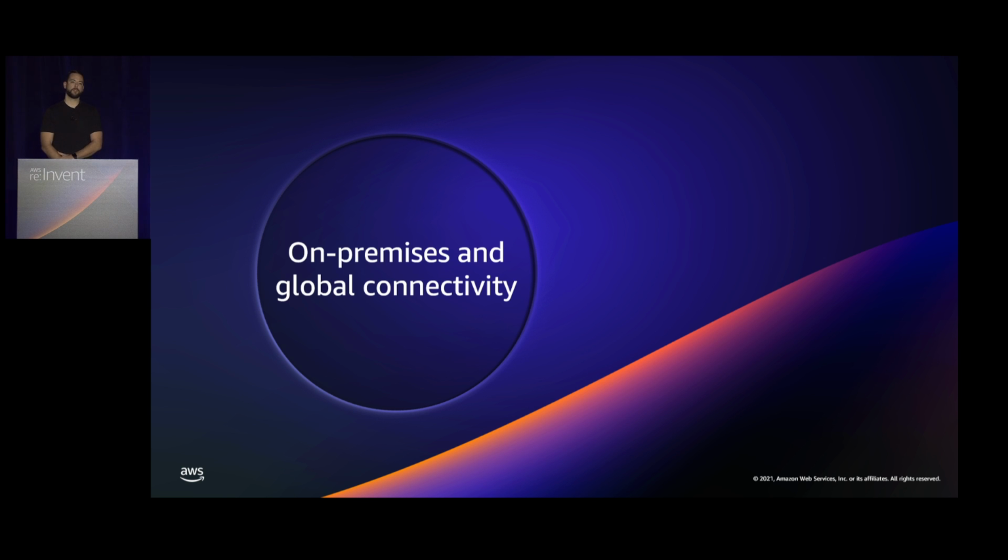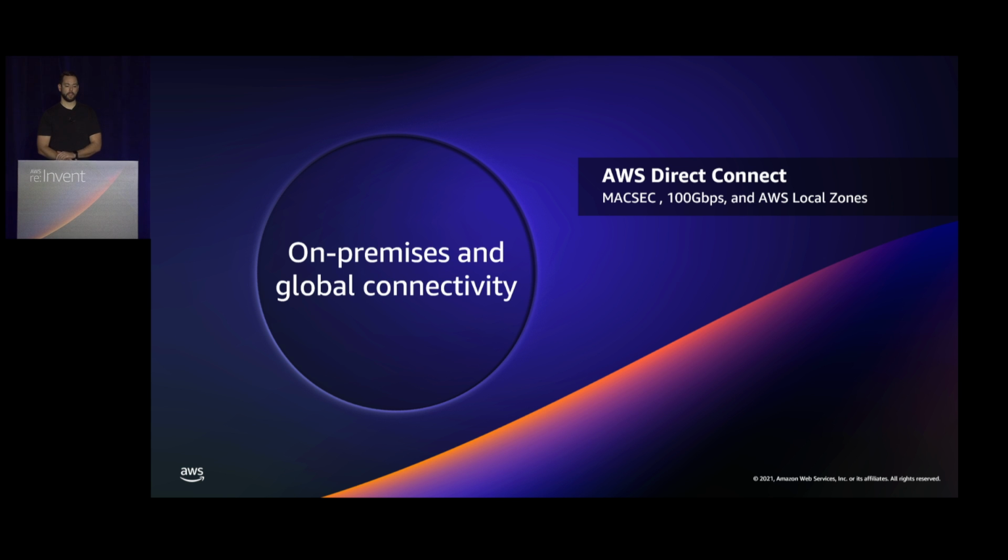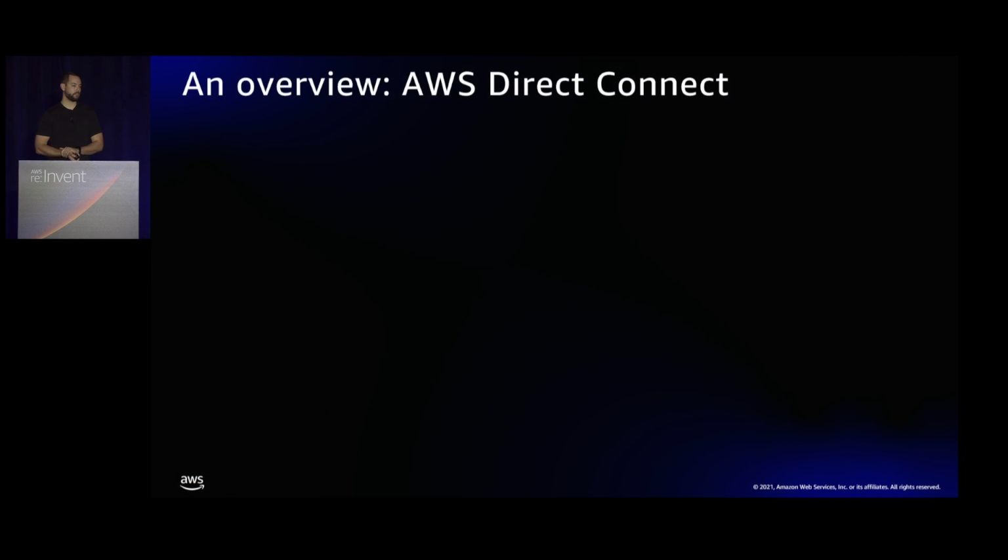So let's talk about on-premises and global connectivity. So we'll start with Direct Connect, and we'll talk about things like MACsec and 100 gig connectivity and local zones. But first, before we do, we're also going to do a bit of a baseline check here on Direct Connect.